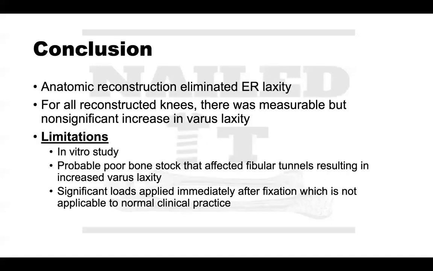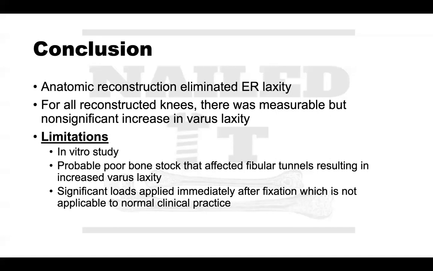So the big conclusion from this paper is that the anatomic reconstruction eliminated any external rotation laxity in posterolateral corner reconstructions. For all the reconstructed knees, there was a measurable but non-significant increase in varus laxity. The only time they found an increase in varus that was statistically significant was at 30 degrees of flexion. There were some limitations to the study. It was an in vitro, biomechanical cadaveric study.